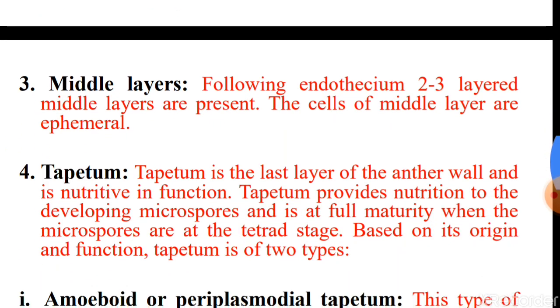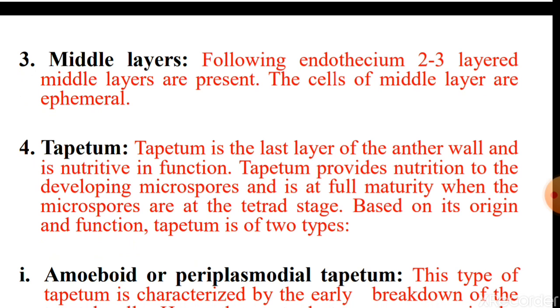The third is the middle layers. Following the endothecium, 2 to 3 layered middle layers are present. The cells of the middle layer are ephemeral, that is, short-lived. Now fourth, the tapetum. Tapetum is the last layer of the anther wall and is nutritive in function. Tapetum provides nutrition to the developing microspores and is at full maturity when the microspores are at the tetrad stage.